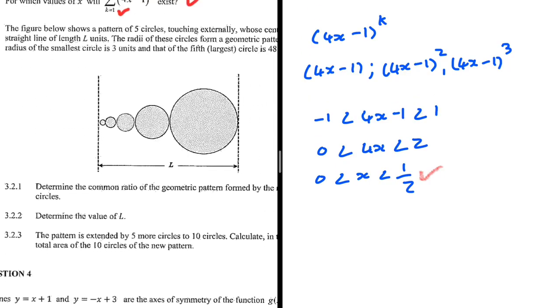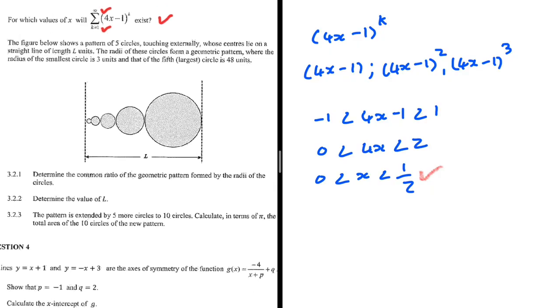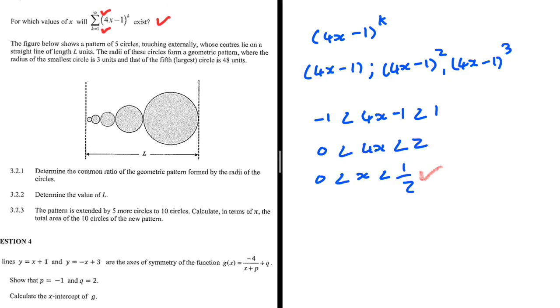And then 3.2, on the other hand, let's hear the story. The figure below shows a pattern of 5 circles touching externally, whose centers lie on a straight line of length L units.